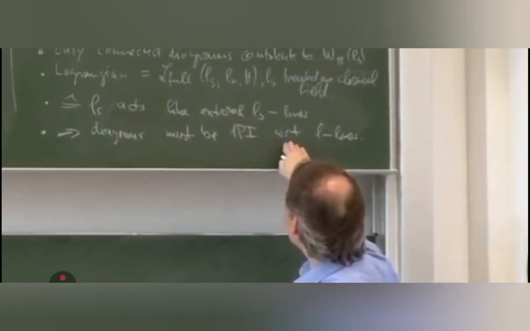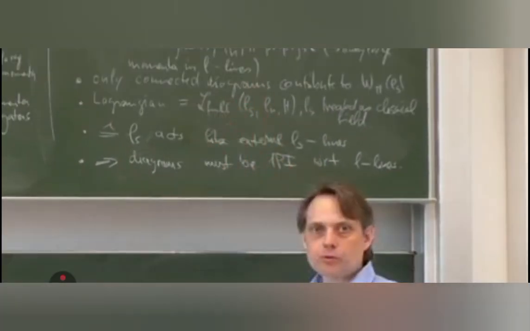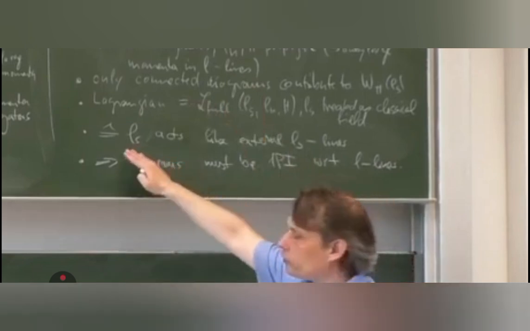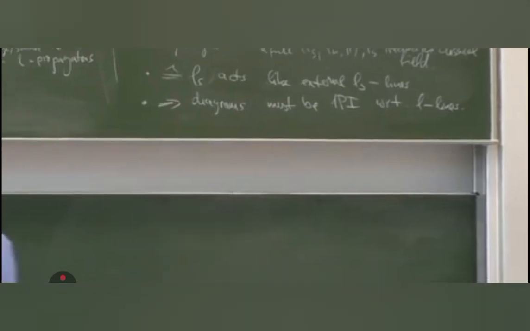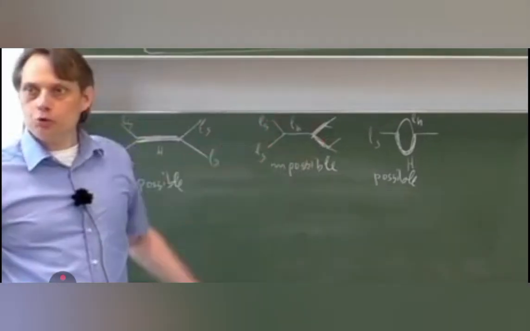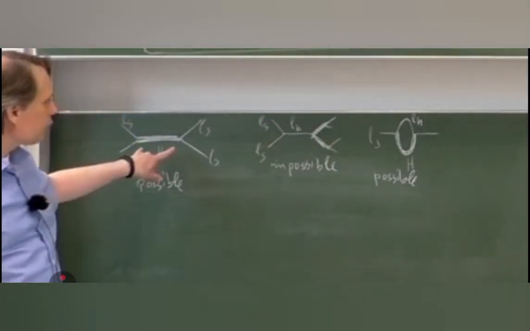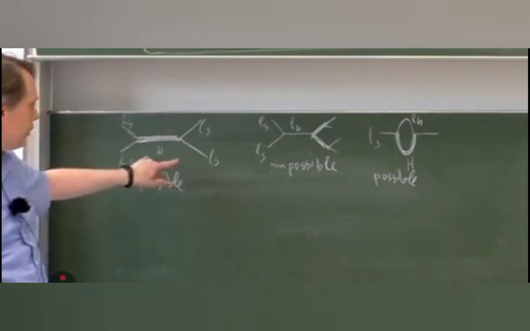So, lo and behold, this is our list of properties. We have one particle irreducible diagrams with respect to the light lines, otherwise connected with respect to the heavy lines, and we only have external soft light lines. This is the kind of diagrams that we need. If you now look globally at all such diagrams, no matter how many loops they have, then you see that all of these diagrams admit a Taylor expansion in a kind of obvious way.